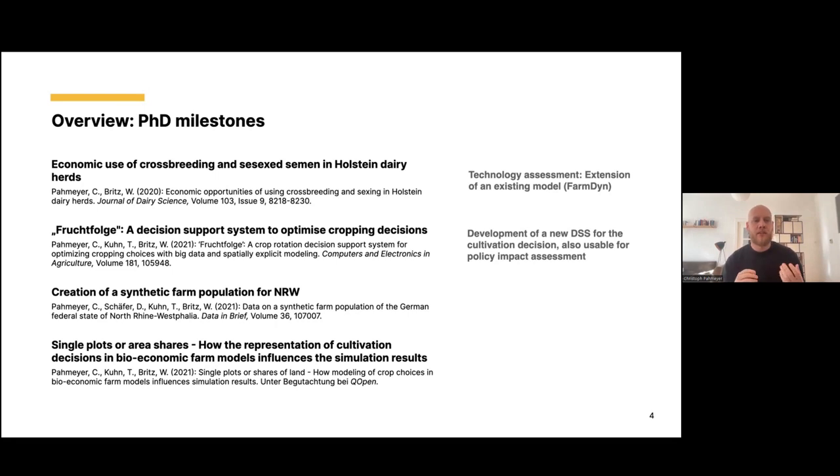And then we had as a third paper the creation of a synthetic farm population for North Rhine-Westphalia. Here the background was that Fruchtfolge is an on-farm, single farm optimization model, which requires a lot of data. We'll get to that in a second. The issue was that there was no public data set that gave us the resolution we needed to scale up this system for, let's say, the whole federal state of North Rhine-Westphalia, or even the whole of Germany. So with different public data sources, we tried to create this. The outcome was the creation of a high resolution farm population.